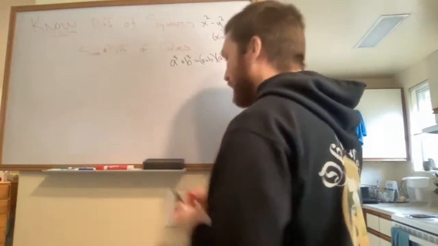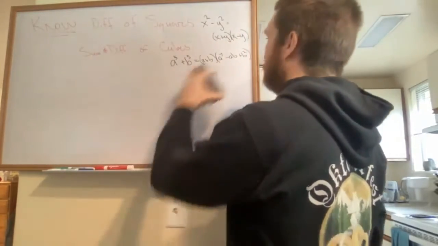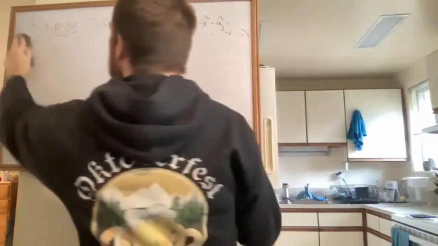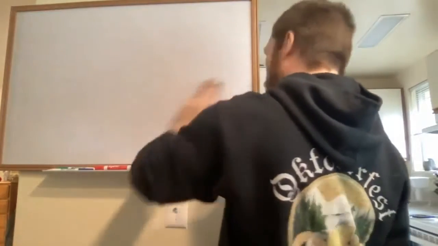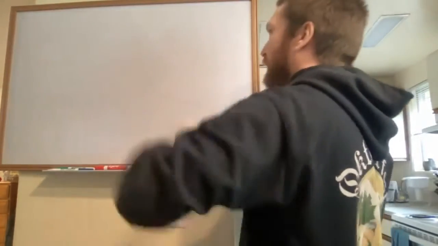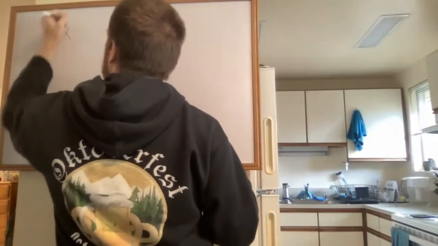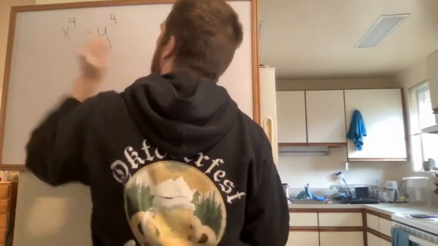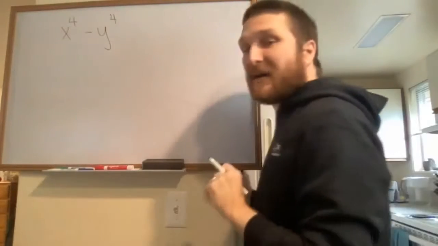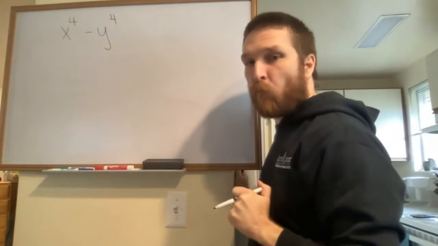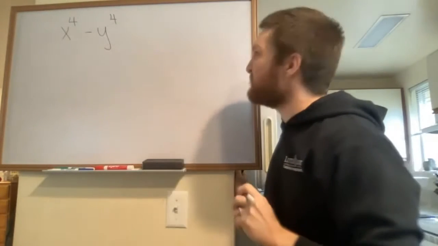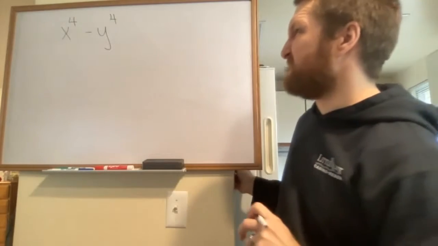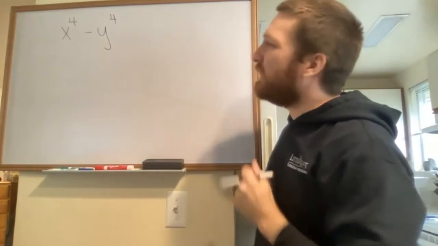Now, one thing I want to talk about, and in fact, I want you to do this. I want you to tell me what to do. Let's say that I have something like this. How about x to the 4th minus y to the 4th? Is that factored completely? No. What do I need to do?